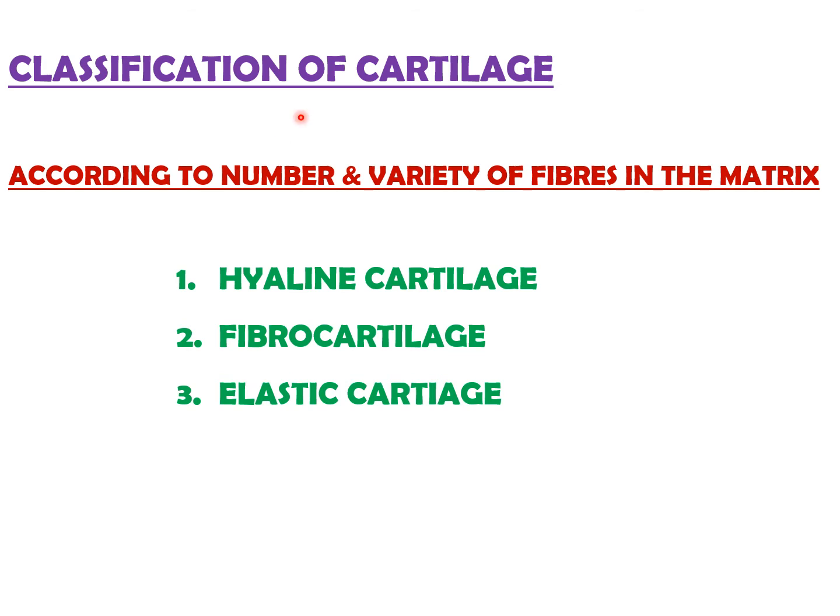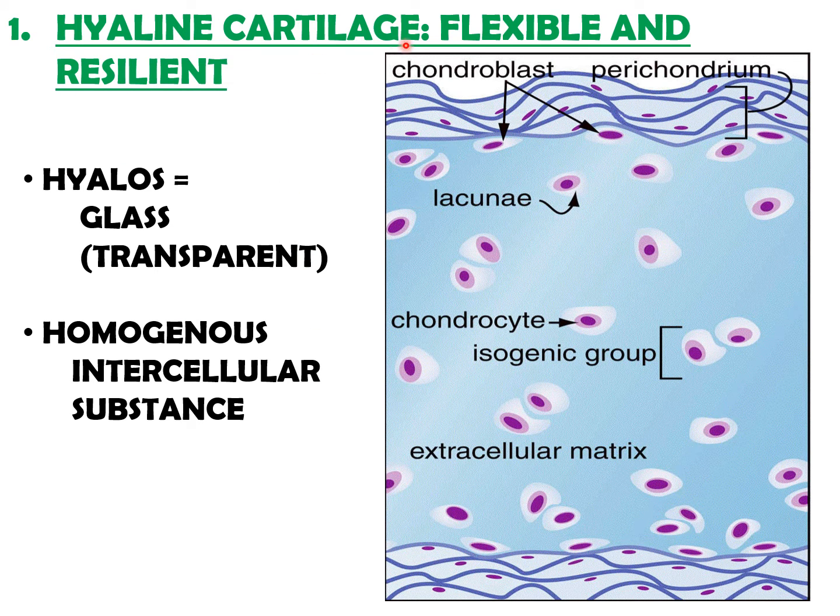Now, classification of the cartilage. According to the number and variety of fibers in the matrix, it is divided into hyaline cartilage, fibrocartilage and elastic cartilage. So the classification of this cartilage is divided into hyaline, elastic and fibrocartilage. First, hyaline cartilage: flexible and resilient.